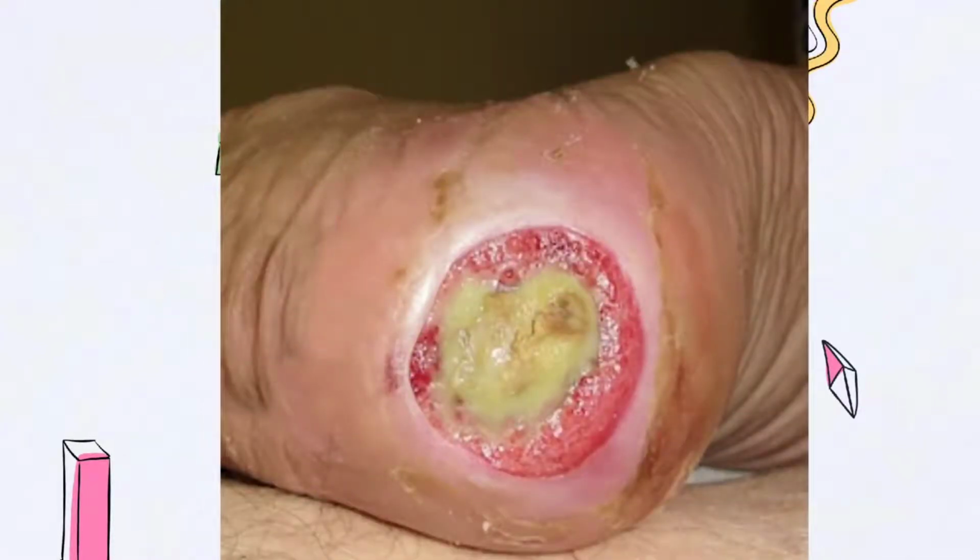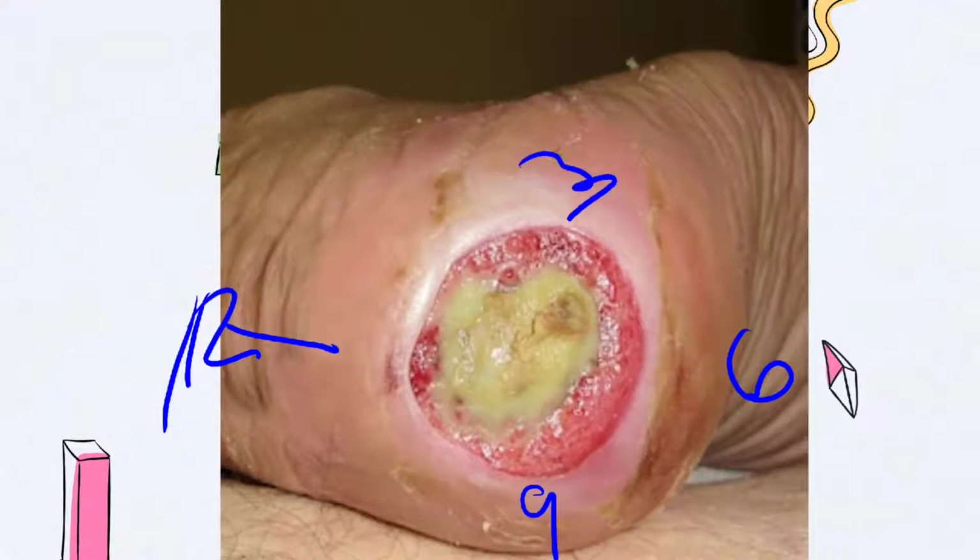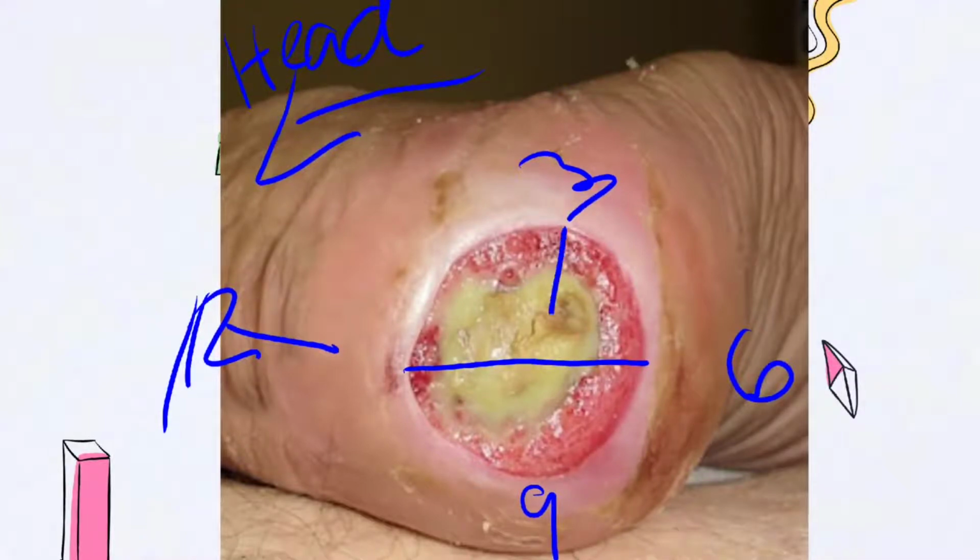Now for this one, if I assume that this is a trochanteric area, so maybe this is the patient's head, right? So this will be my 12 o'clock and this will be my 6 and this will be my 9 and this will be my 3. I will assume that this is the patient's head, I'm not sure, but I will assume. So my greatest length will be this one and my greatest width will be this one.